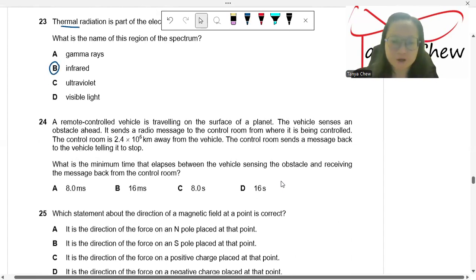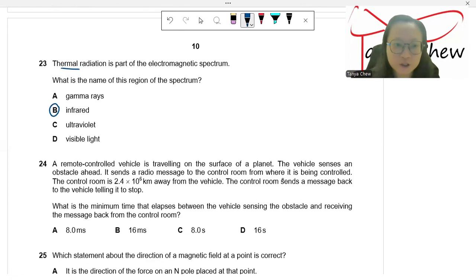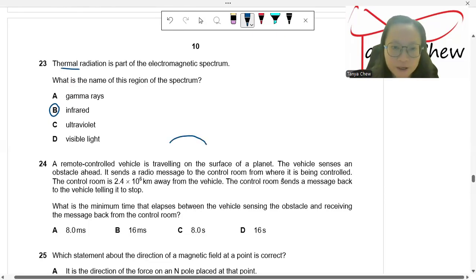Question 24. A remote control vehicle is traveling on the surface of a planet. The vehicle senses an obstacle ahead. It sends a radio message to the control room from where it is being controlled. The control room is 2.4 times 10 to the power 6 kilometers away from the vehicle. The control room sends a message back to the vehicle telling it to stop moving. What is the minimum time that elapses between the vehicle sensing the obstacle and receiving the message back from the control room?